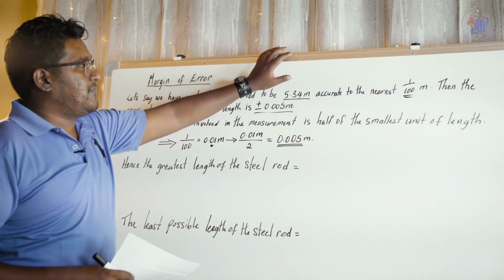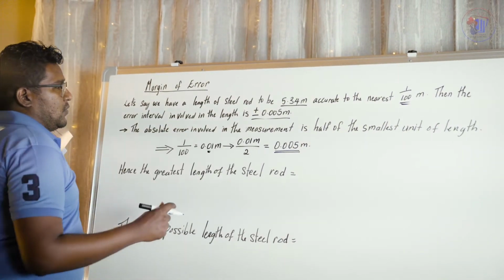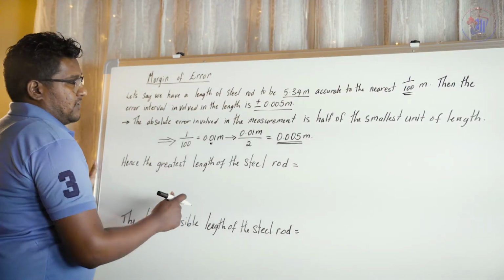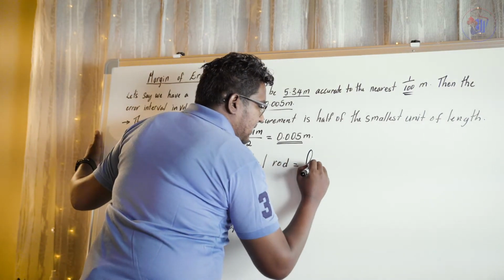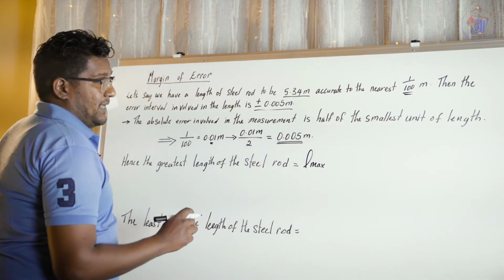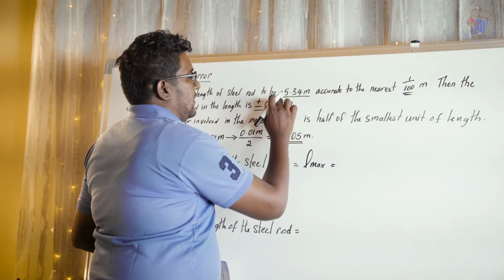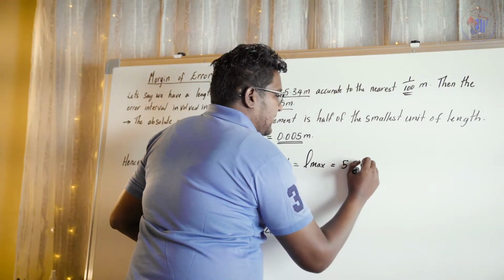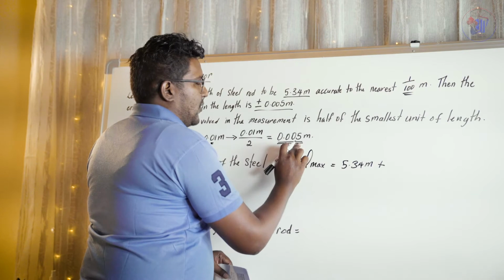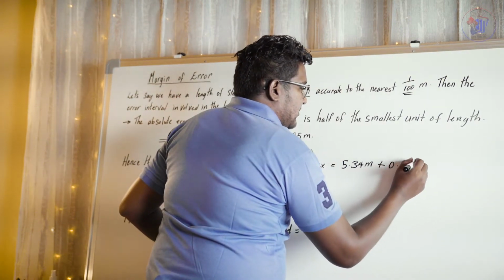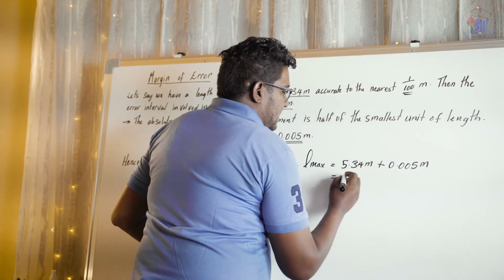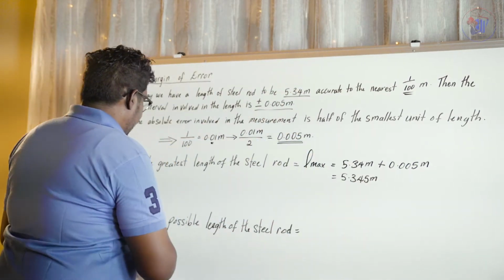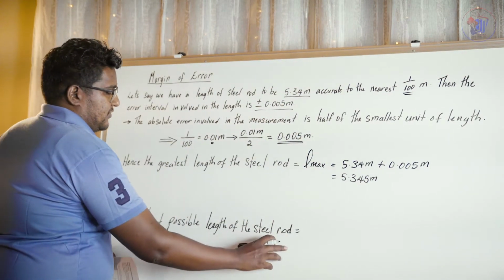The length of steel is given as 5.34 meters. Now, our error is 0.005. The greatest length of the steel rod, so we usually say L max, which means the maximum length, L max is equal to the actual length given, which is 5.34 meters plus our error, 0.005 meters, and that is going to give me 5.345 meters.